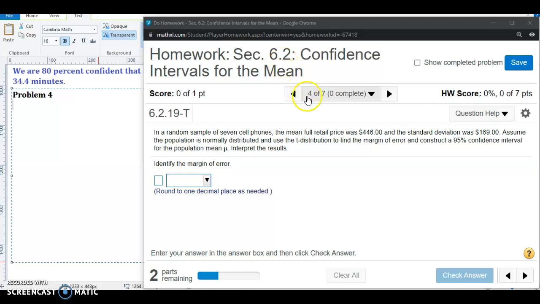So the next problem we're going to look at is problem number 4, and it says: in a random sample of 7 cell phones, the mean full retail price was $446, and the standard deviation was $169. Assuming the population is normally distributed, use the t-distribution to find the margin of error and construct a 95% confidence interval for the population mean, and then interpret the results.